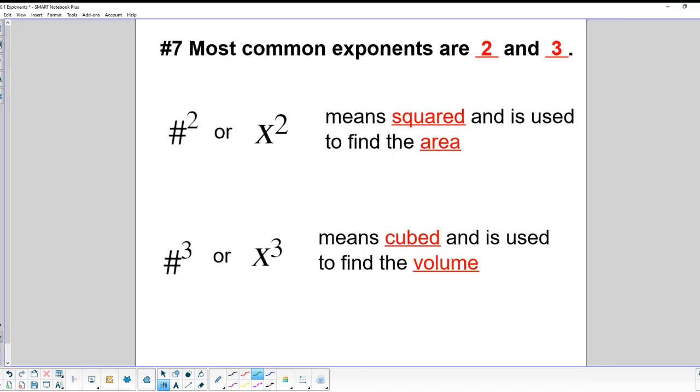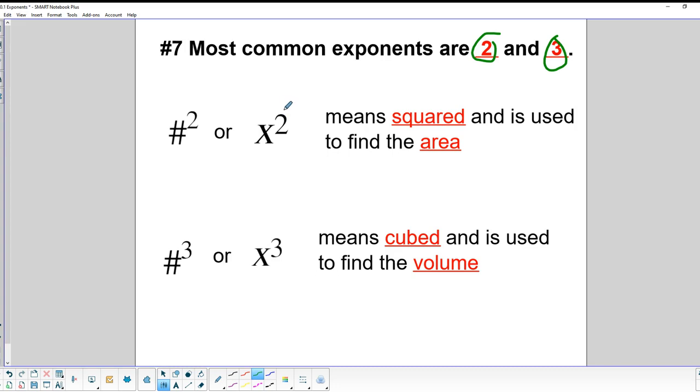Okay, number 7. Some of the most common exponents that we see are the numbers 2 and 3, and we want to make a couple of comments. Whenever you see a number squared or x squared, the 2 means squared, another name for it. So whenever someone says x squared or 3 squared, that just means take that number to the second power.